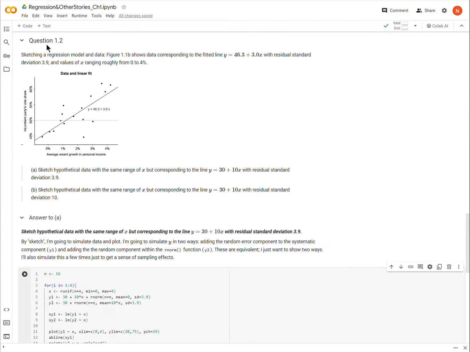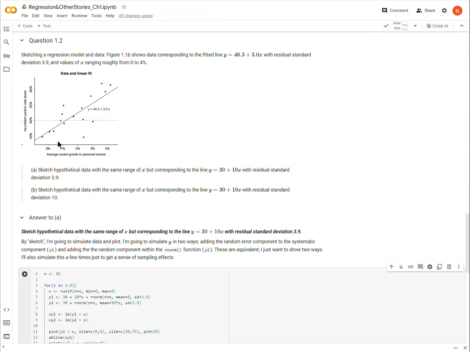Okay, so we are on question 1.2 from Regression and Other Stories. In the chapter, we're given this plot right here, and we can verify for ourselves that the regression line is given in the picture. So y equals 46.3, so the intercept is 46.3, plus 3x.